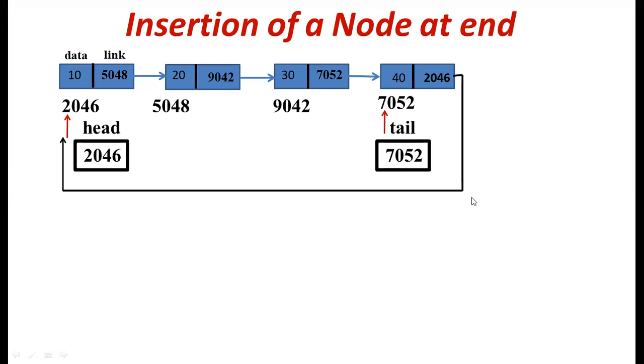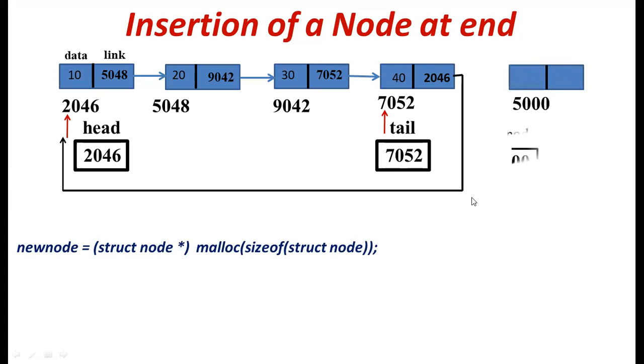Before writing the logic, let us see the structure of the circular linked list after adding the node at the end. Let us suppose this is the new node we would like to insert at the end of the circular linked list. We create that new node dynamically by using the malloc function, say at some random address, 5000. Now we assign the values to the new node.